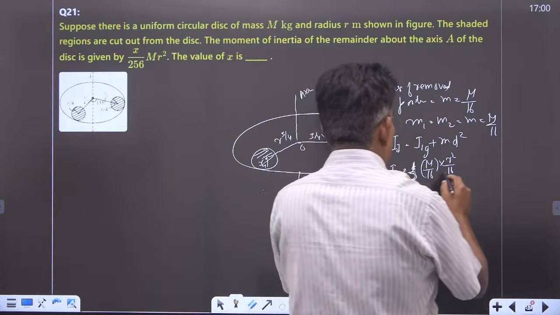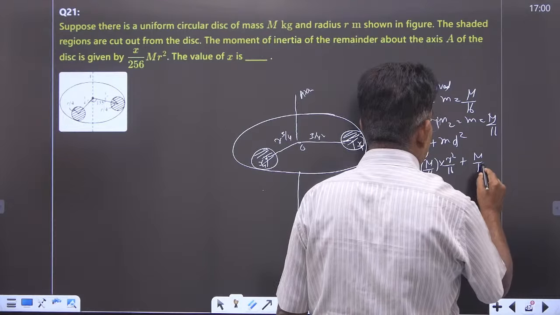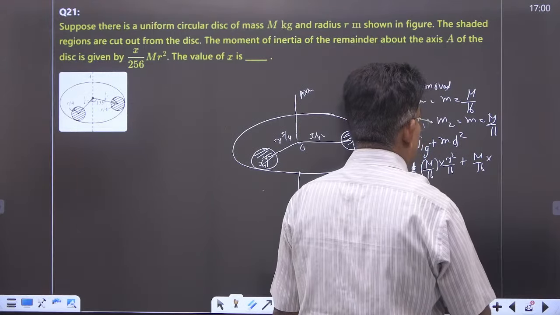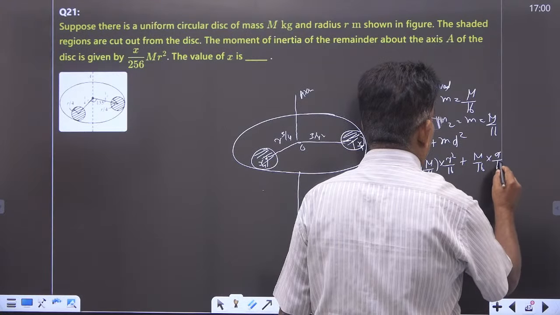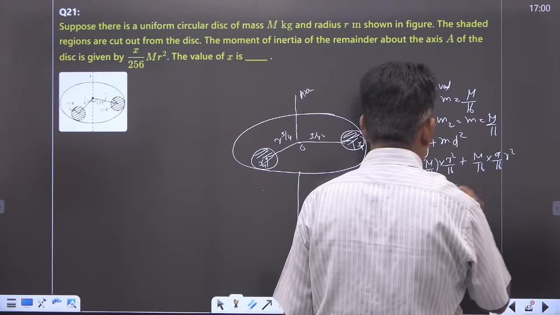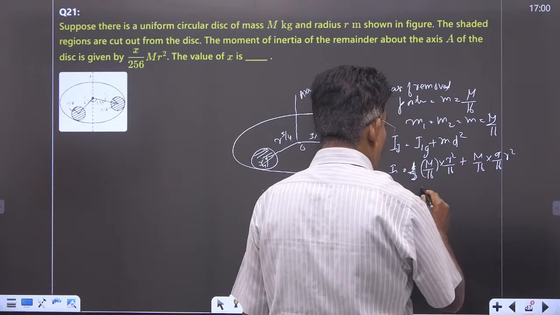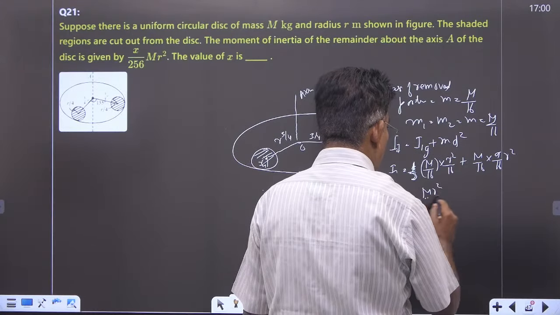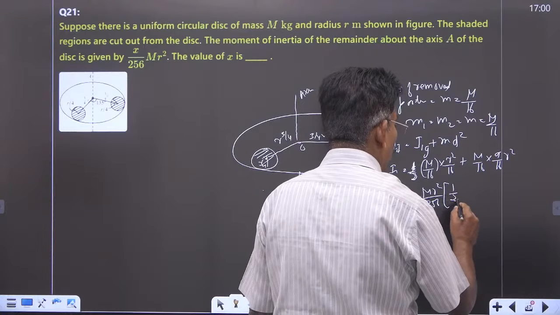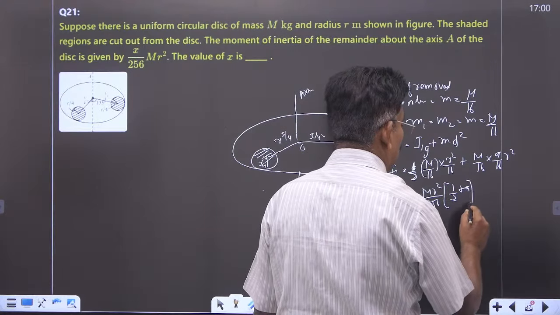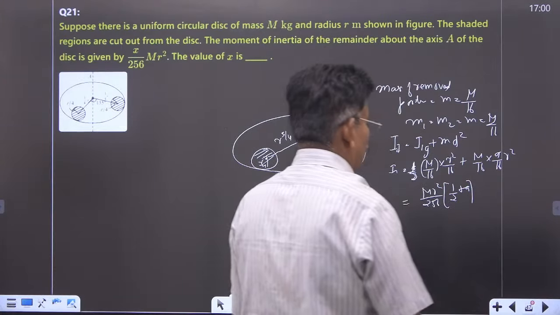This is I1, G plus M by 16 into distance is 3 by 4 R. That will be 9 by 16 R squared. So tell me what I can take out. I can take out MR squared by 256. What will be remaining? 1 by 2 plus 9. Correct? 1 by 2, this is M by 16 into 9 R squared.